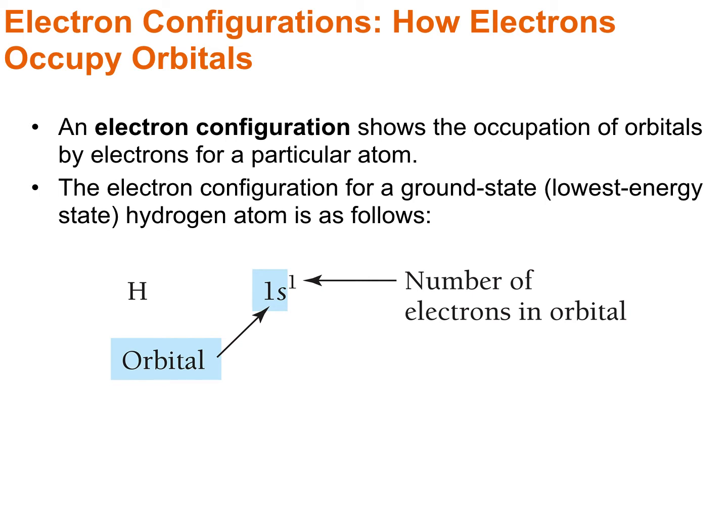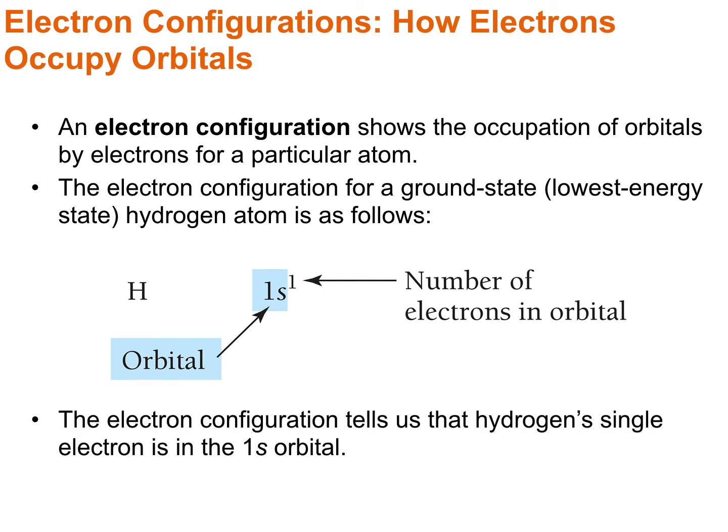So the way that we would write the electron configuration for hydrogen would be 1s superscript 1, indicating that there is one electron in that 1s orbital. So the electron configuration tells us, again, that hydrogen's single electron is in the 1s orbital. That's how we would read that electron configuration.